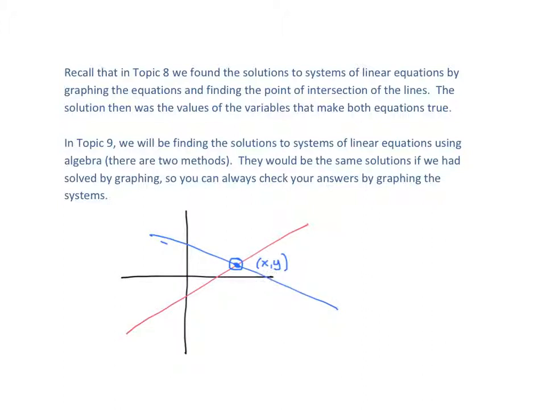In topic 9, we find the same values, the same coordinate that would be the point of intersection, but we're going to do it algebraically instead of by graphing. What's nice about this is you can always take the 2 equations from the linear system and graph them to check your answer, to see if your answer is the same as the point of intersection.